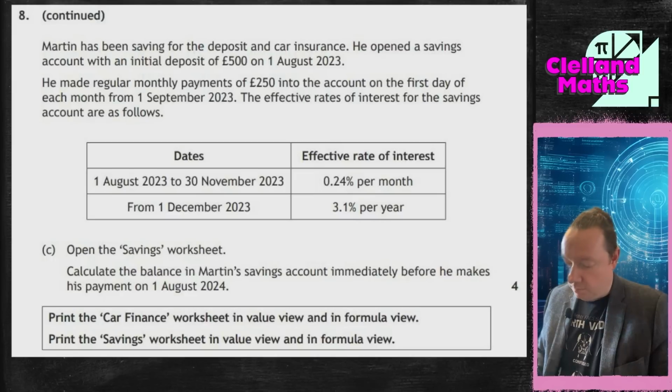8 continued. Martin has been saving for a deposit in car insurance, and he opened a savings account with an initial deposit of £500 on the 1st of August 2023. He made regular monthly savings of £250 into the account on the first day of each month from the 1st of September 2023. The effective rates of interest are as follows. August to November in 2023, the end of, is 0.24% per month, and for the 1st of December, 3.1%. With the open savings worksheet, calculate the balance in Martin's savings account immediately before he makes his payment on the 1st of August 24. Okay, let's do that.